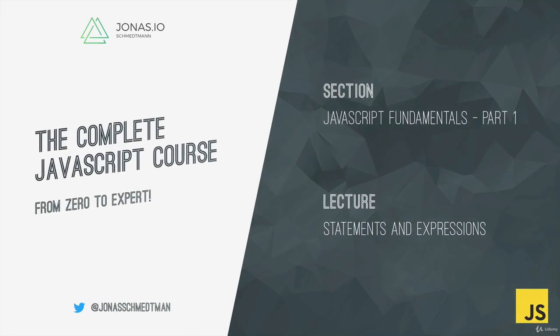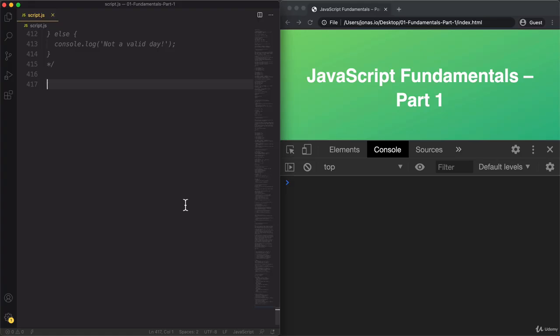Now that we're getting more comfortable with JavaScript, it's time to learn about a more theoretical concept, and that's the difference between statements and expressions. This is going to be just a very high-level overview, just so that the future lectures make more sense. So essentially, an expression is a piece of code that produces a value.